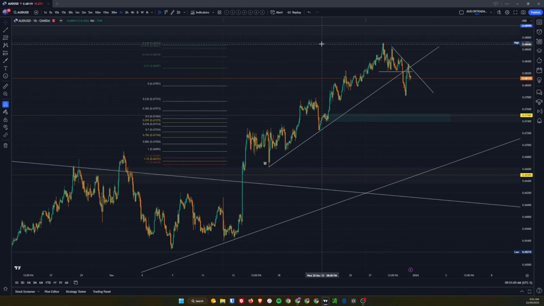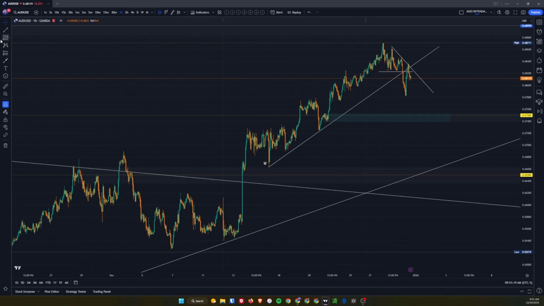And you want to always add multiple confluences with the fib. You never want to just use the fib. You want to probably use at least like 3 confluences with the fib. So let's break down how to use the fibs.